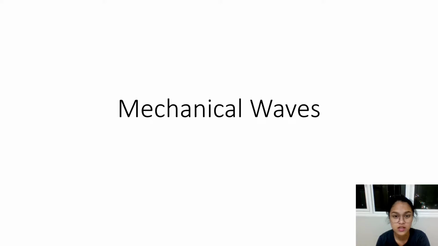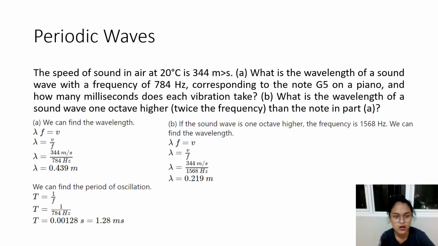Hello, so we'll be discussing mechanical waves. For this item, we'll be discussing periodic waves. The speed of sound in air at 20 degrees Celsius is 344 meters per second.